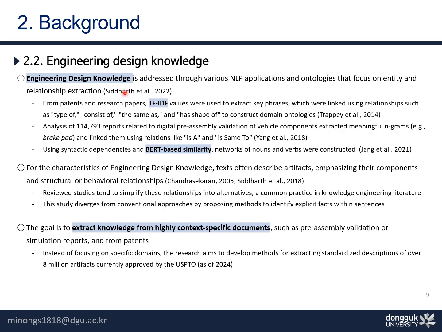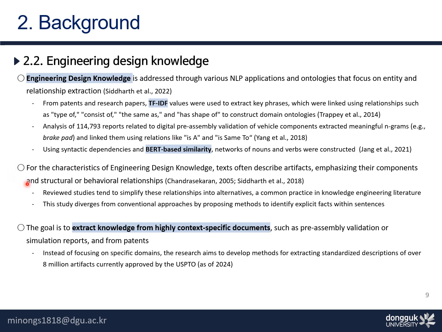Engineering design knowledge involves extracting entities and relationships. Previous studies have used TF-IDF values to extract key phrases from patent documents and papers, and they built domain ontologies using relationships like type of or consist of. Some studies also use syntactic dependencies and BERT-based similarity to construct networks of nouns and verbs.